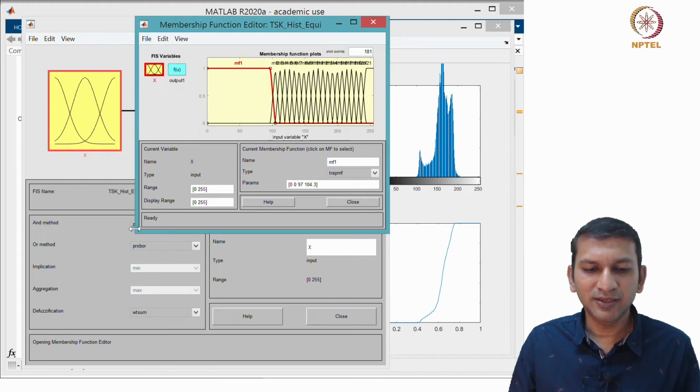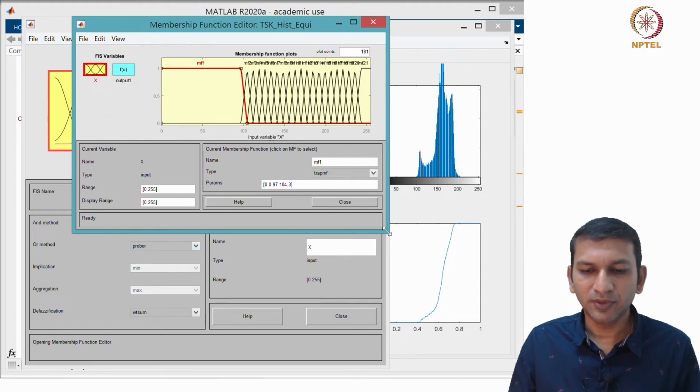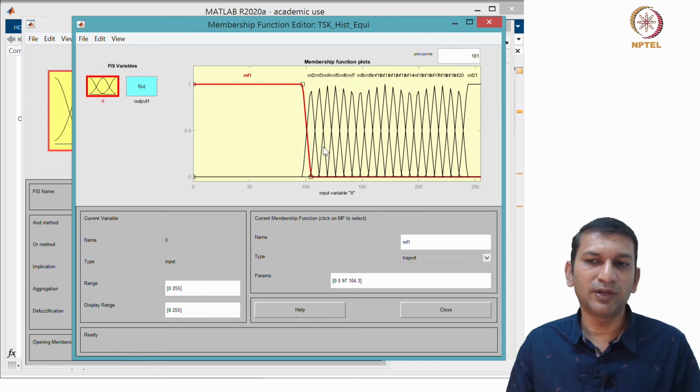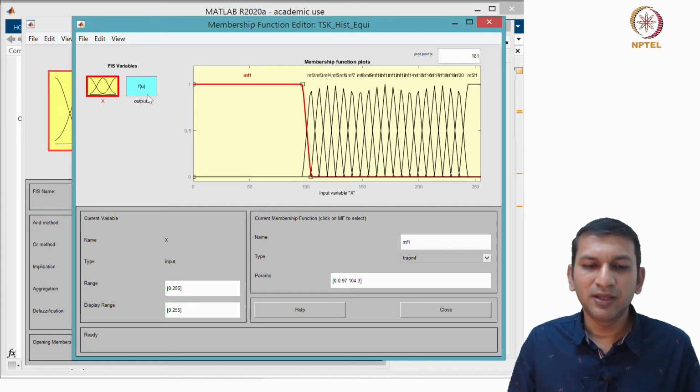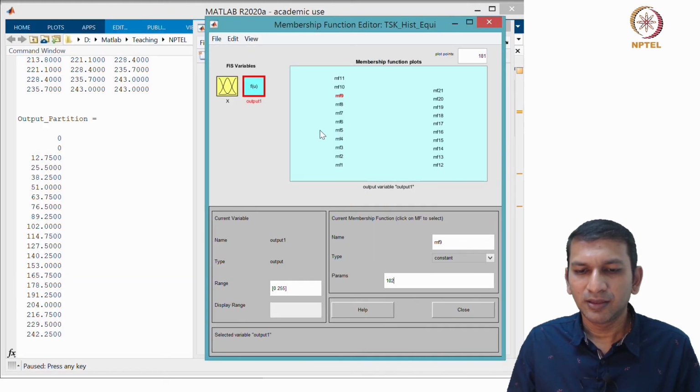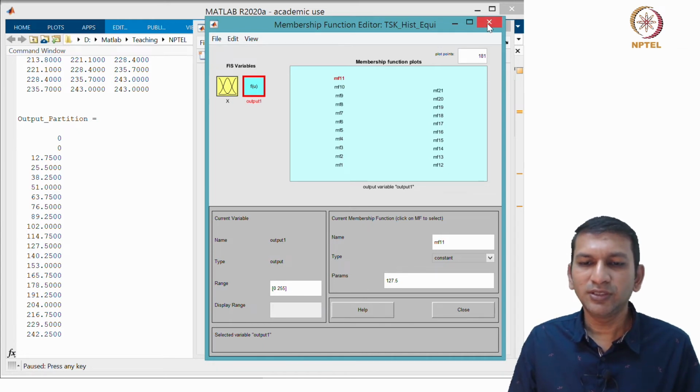Now let's look at how the rules are. This is essentially what we had in the previous lecture. These are the input membership functions, the way we have done it when trying to capture the behavior of histogram equalization through the Mamdani fuzzy inference system. In the case of output membership functions, while it is not shown here, the ninth membership function is mapped to a constant. So f9 of x is the constant function 102, that's what we want, f10 is the constant function 114.8, and f11 is the constant function 127.5. So this is what we have here.